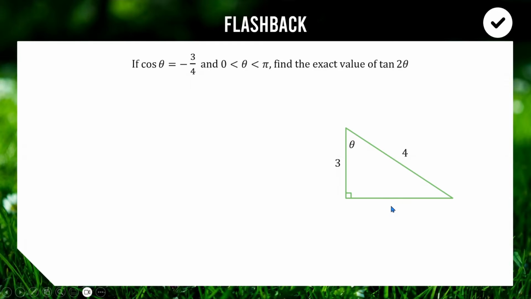Luckily, when you have 2 of the 3 sides in a right angle triangle, you can apply a bit of Year 8 Pythagoras and just do 4 squared take away 3 squared, which is 16 minus 9, which is 7. So this side is going to be the square root of 7.